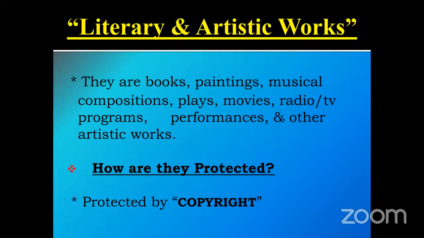So what are the different forms of human intellectual property? First you should know about copyright. You can take any book. There is a symbol of C with a circle around it. That means it is protected by copyright.